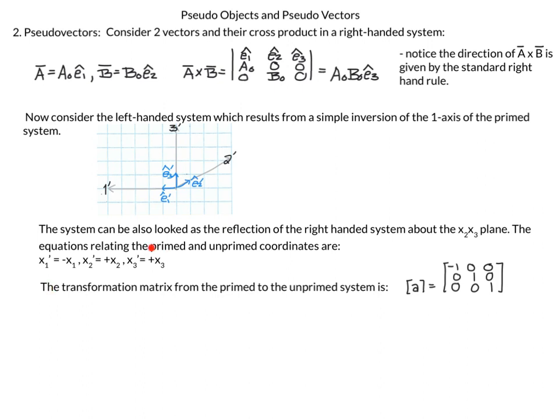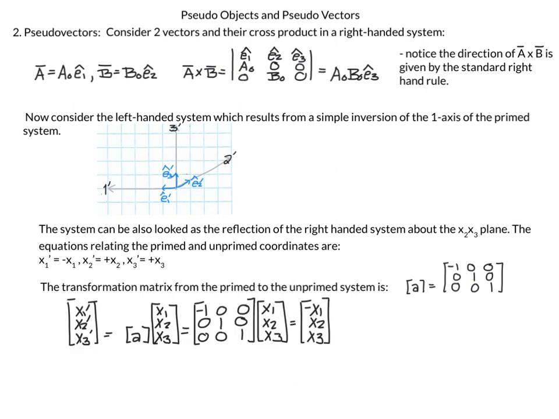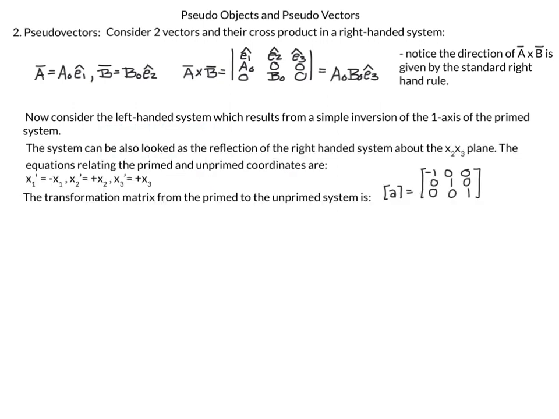So now, using these equations, we can write the transformation matrix from the unprimed to the primed system. So x1 will be given a negative, x2 and x3 will stay the same. We can see that this is the correct transformation matrix by saying our x1 prime, x2 prime, x3 prime is equal to A times our x1, x2, x3. We plug in our transformation matrix for A, and you see we get negative x1, x2, x3.